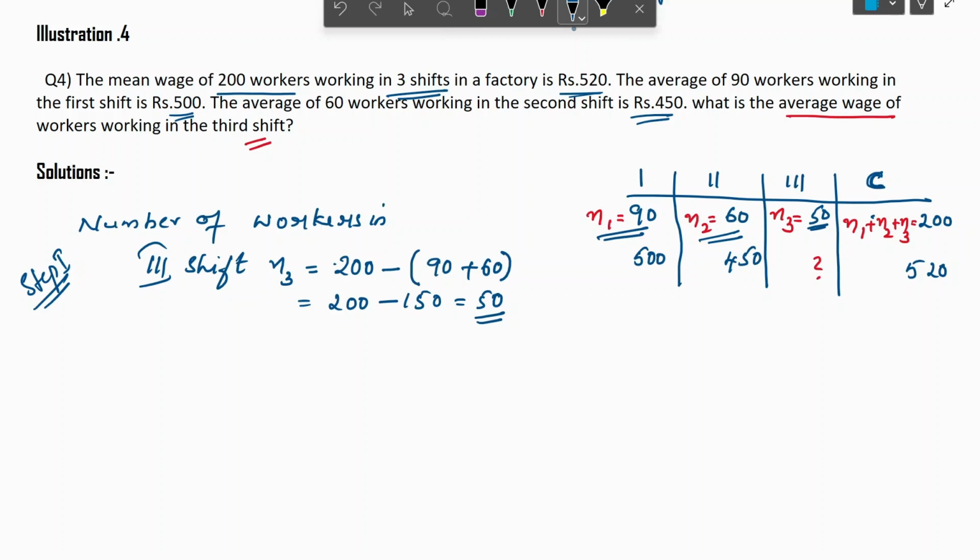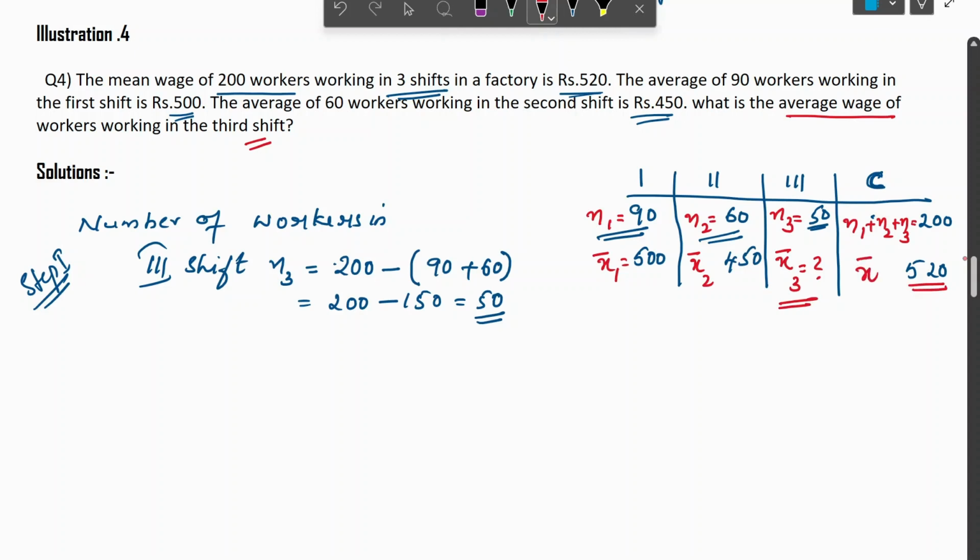Now, second step, what is that here? N1 is 90. Therefore, this 500 is your X1 bar. And 450 is X2 bar. Therefore, what do you need to find? X3 bar. That means, what is the average wage of workers in the third shift? This is your question mark. Now, this 520 is your X bar. That is the combined mean, that means the mean wage of total workers working in all the shifts, that is first, second, and third.